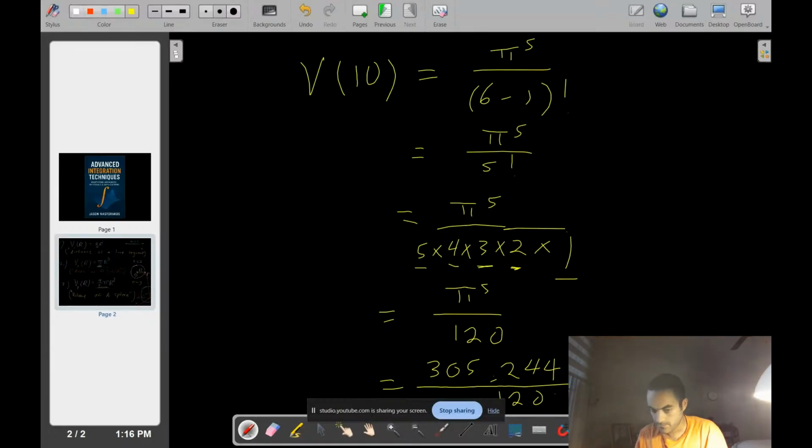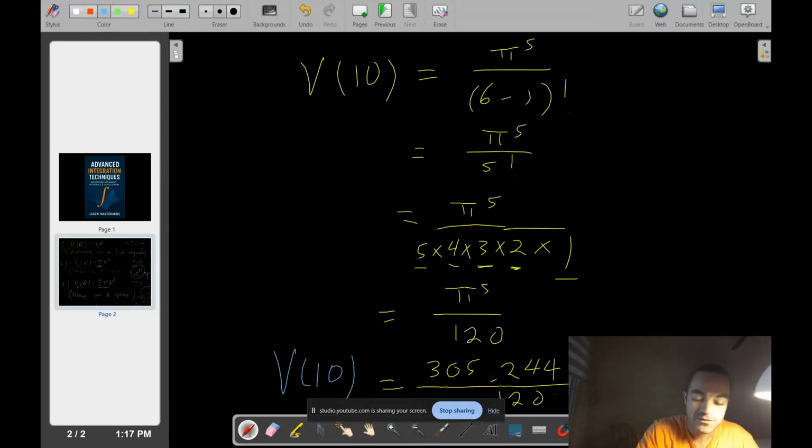Okay, I'm just calculating. We're dividing by 120. Yes, and we get 2.543. So yes, it looks like our AI got it correct. 2.54. Okay, so 2.54 is the volume at n equals 10. So the volume at n equals 10 hyperdimensions of a sphere is 2.54. Okay.